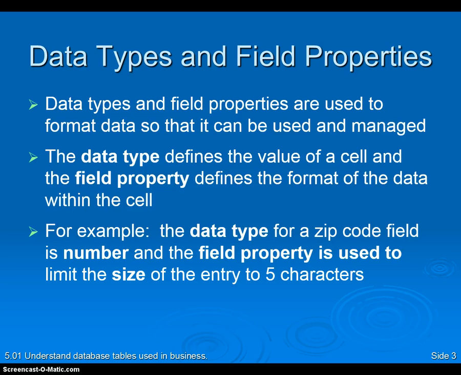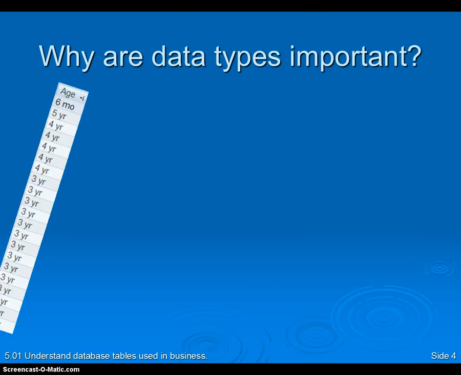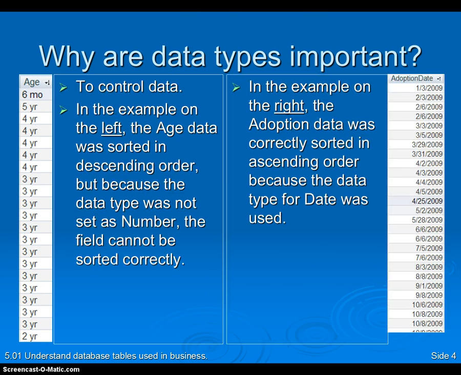Any type of number, like zip code, phone number, anything like that, the data type for that should be number, because when it comes to sorting, it will not sort correctly if you have it as text. So for any type of number, make sure that you format the data type as number. And that's why data types are important.